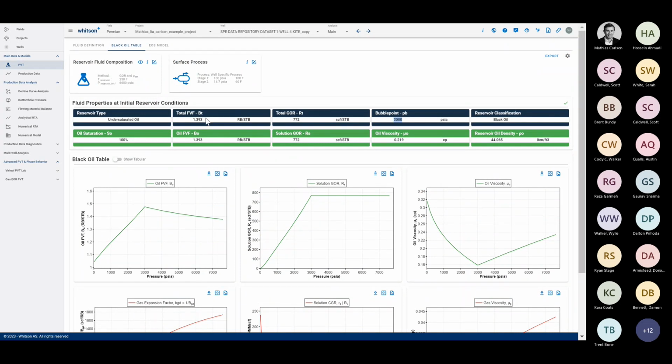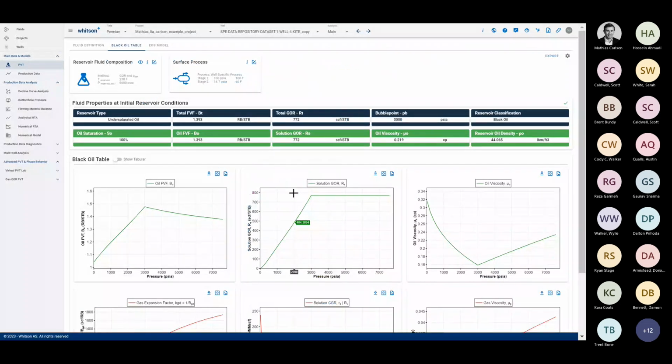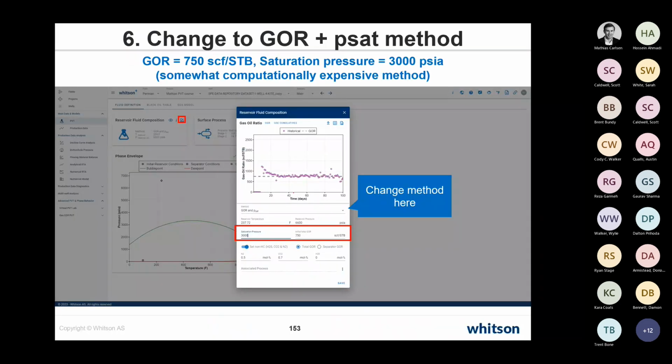So if I went in and used this model in my numerical model, I know that when I go below the saturation pressure of 3,000, that is when GOR will start to increase, right? Or at least that's when gas saturation is starting to build. So this is a really popular method.